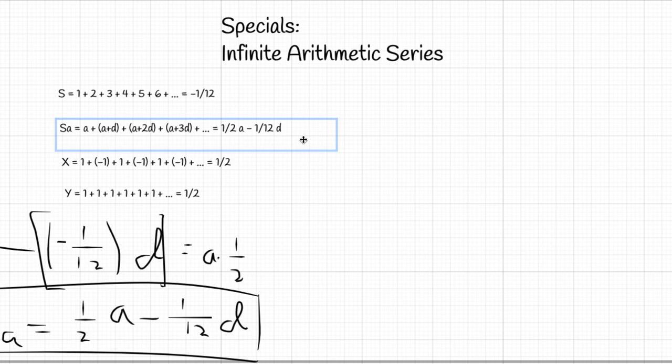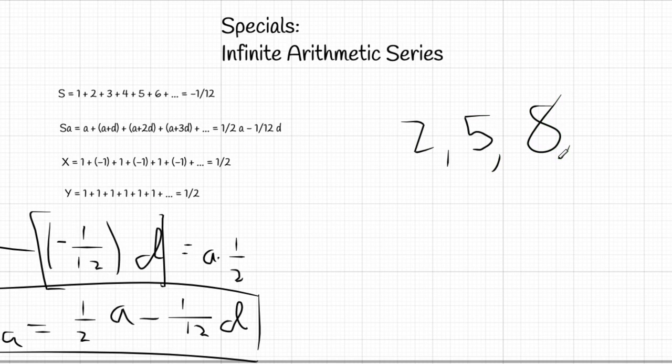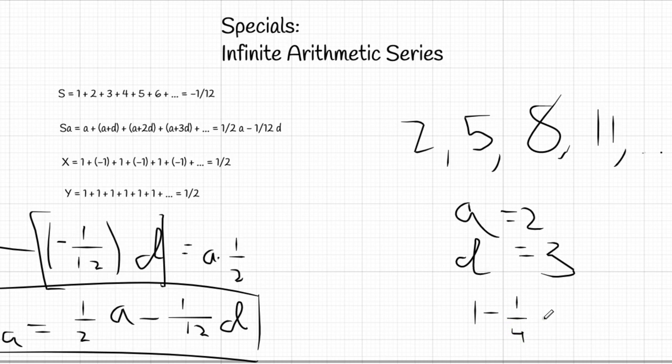And let me just try plugging in something. So let's say we have that series from the start, 2, 5, 8, 11, all the way to infinity. This has an initial term of 2. This has a common difference of 3. So if we plug that into the formula, we get 1/2 a. So a is 2, so 1/2 of that would be 1. And minus 1/12 d. So d is 3, so 1/12 of that would be 1/4. So 1 minus 1/4 is equal to 3/4, and that would be a sample answer.